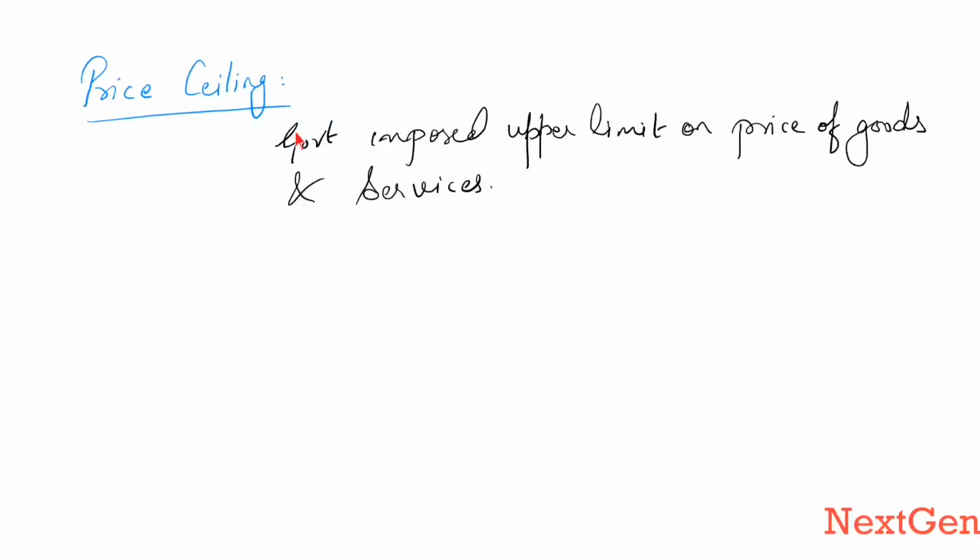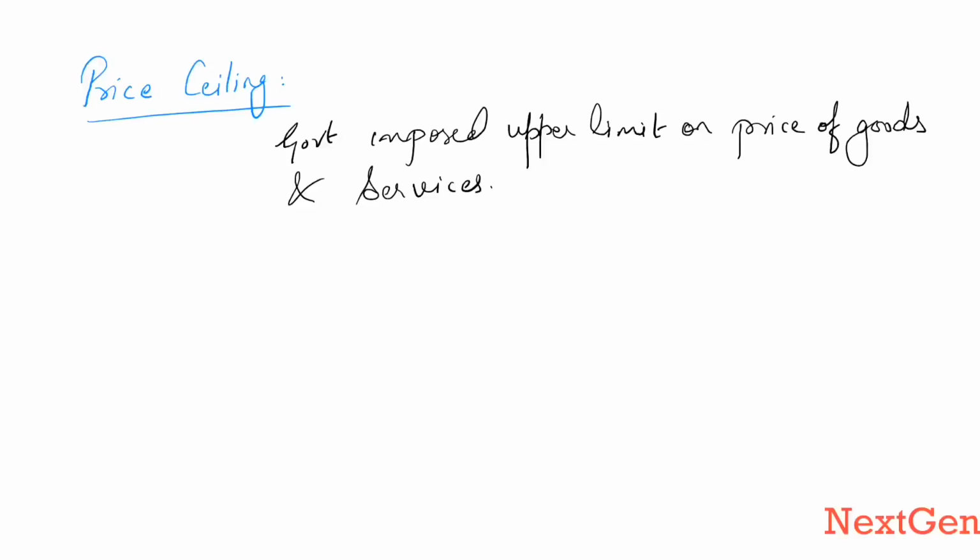Okay, now what is price ceiling? It is the government imposed upper limit on price of goods and services. That is, the price of that particular good or service cannot exceed the limit set by the government.